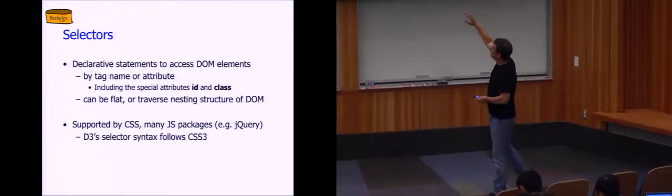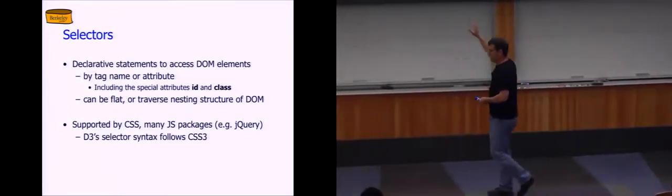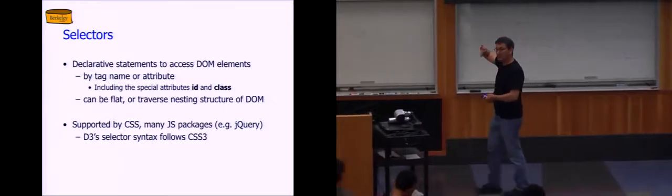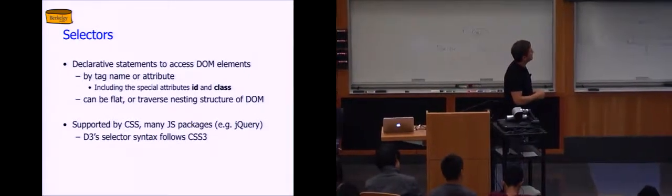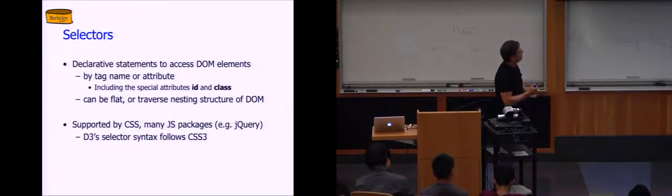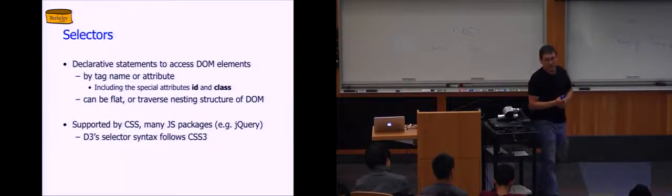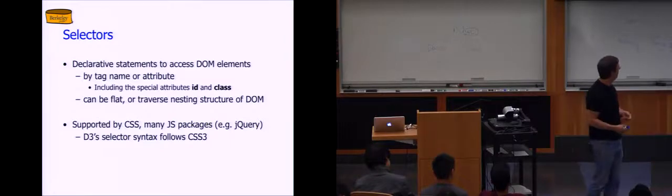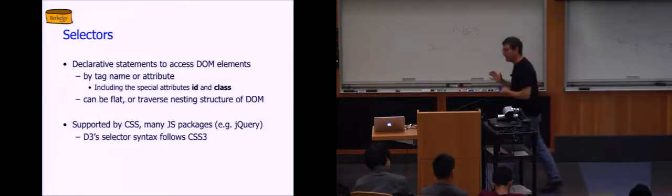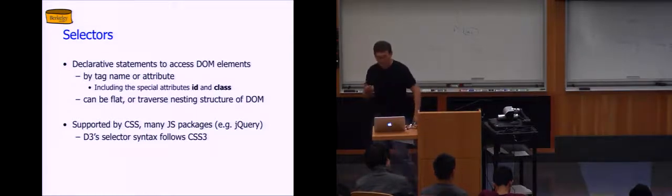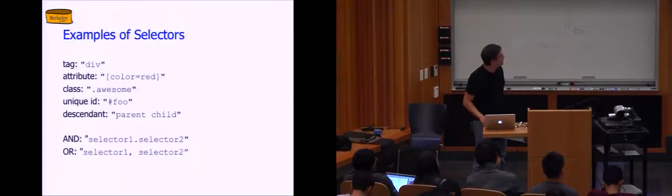So selectors are supported by CSS, which is the style sheets for web pages, and that's where they first came from. And I won't talk about CSS much today. They're also supported by many JavaScript packages, the most common being jQuery, which is a way to query your DOM. D3 selector syntax actually is very much like CSS. In fact, it's identical to CSS. So if you're looking for the syntax of D3 selectors, you can look for the CSS ones.